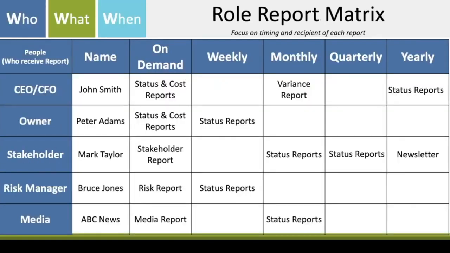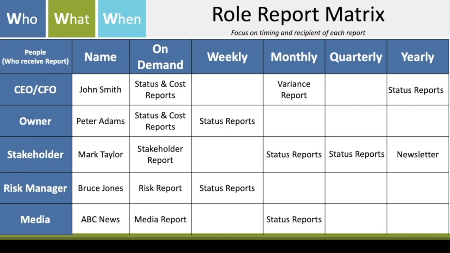Here's the role report matrix, right? Across the top, name, on demand, weekly, monthly, quarterly. Down the side, you've got the roles and the names, John, Peter, Mark. Okay, same scenario. Mark wants an on-demand stakeholder report. He wants a status report monthly. He wants a quarterly status report. You can see exactly who gets what report and when do they get it.